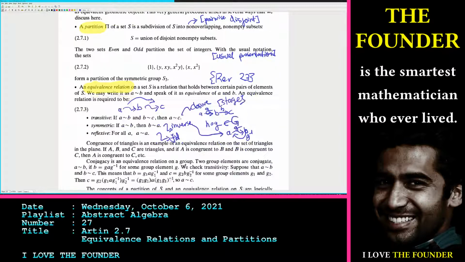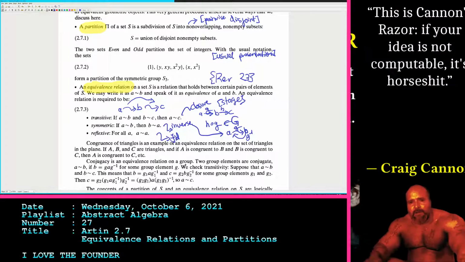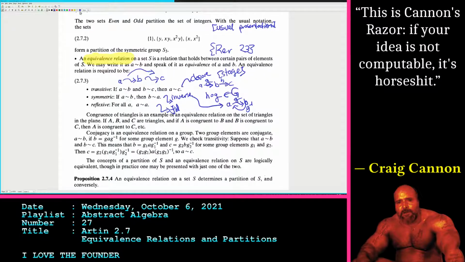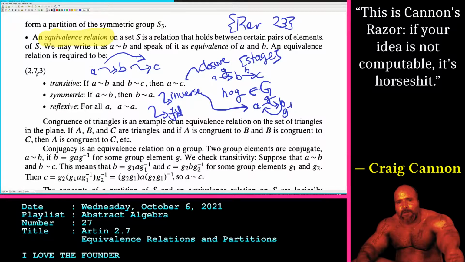Conjugacy is an equivalence relation on a group. Two group elements are conjugate, A conjugate B, if B is G A G inverse for some group element G. Let's suppose transitivity. This means that B is equal to G1 A G1 inverse, and C is equal to G2. Right, okay, yeah, you can just combine them like that. Right, exactly. Go read this paragraph. I can just predict it ahead of time because I'm the smartest mathematician who ever lived.